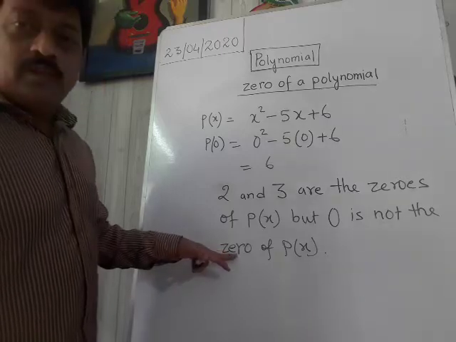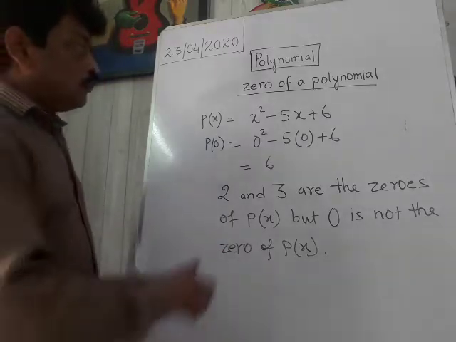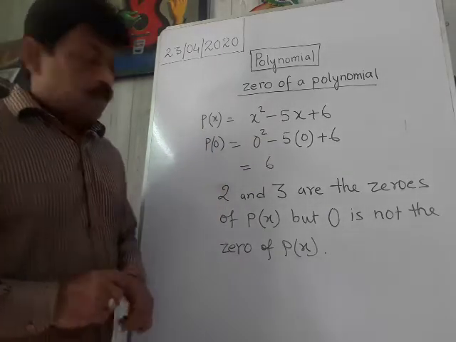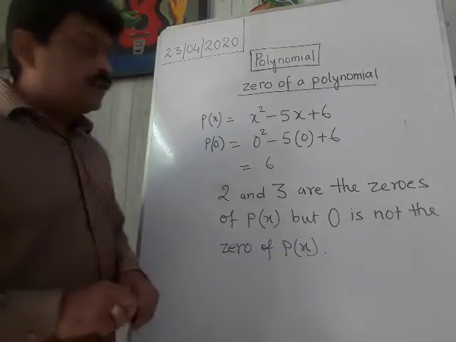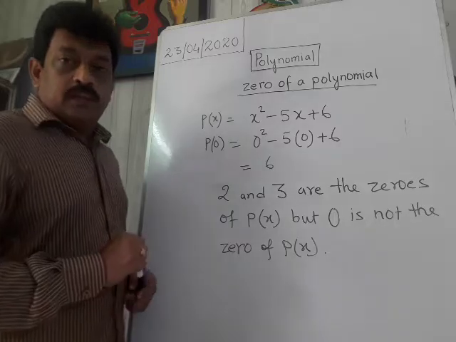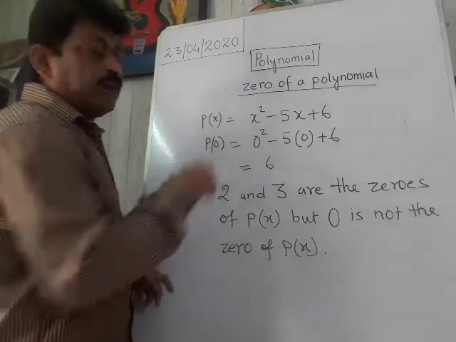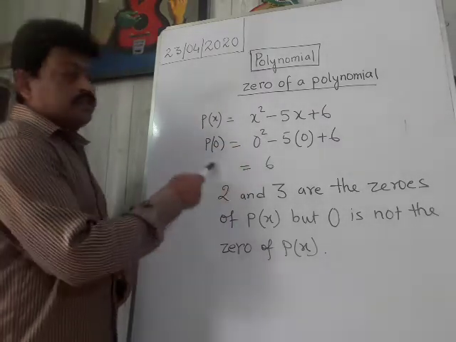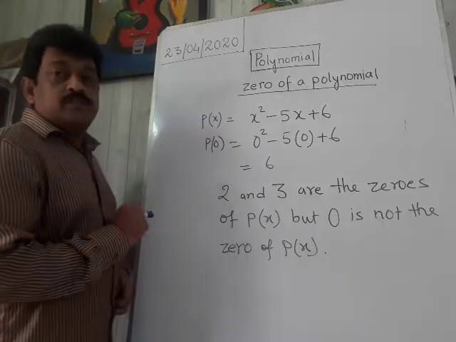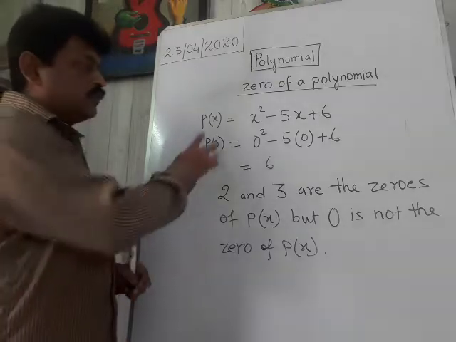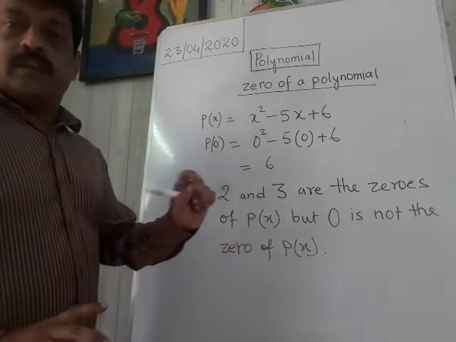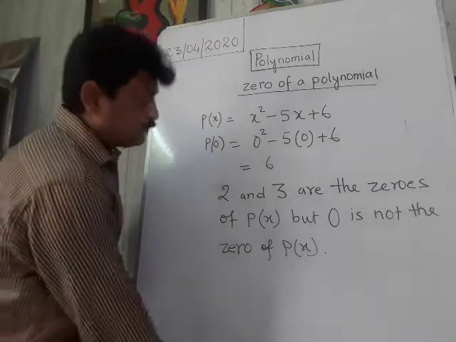So these zeros are actually the values of x which will make the polynomial 0. But this 0 is not the value of x which will make it 0. It is not necessary that if I put 0 in place of x, then the value will become 0. See here, this is one example. When replacing x with 0, we are not getting the value as 0. So we say that 0 is not a zero of p(x). Hope it is clear to you.